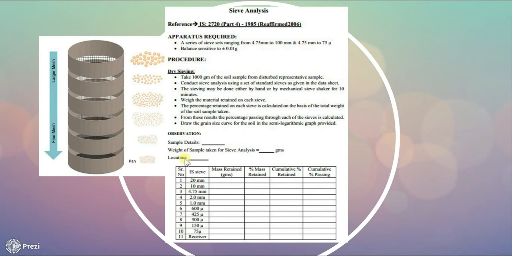Now after shaking of sieve for 10 minutes, we will fill this data after weighing them. Here we will write mass retained in grams, mass retained in percentages, cumulative retained mass and cumulative passing percentage. This will give us some data, and that data will be helpful to fill a semi-logarithmic graph which shows particle size distribution. Let us go further and see that graph.